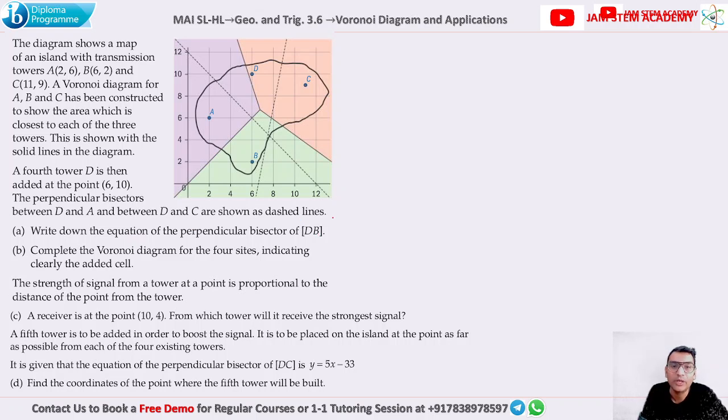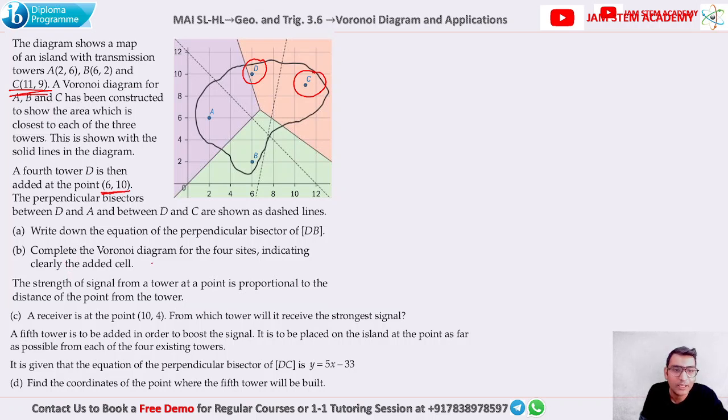I already told you how we can find the equation of a perpendicular bisector. We have the coordinates of D, and we also have the coordinates of C given already. So can you use this? Okay, I'm leaving this question for you, right? You can use these 2 points and find the equation of the perpendicular bisector.